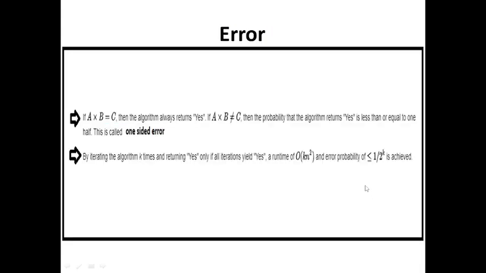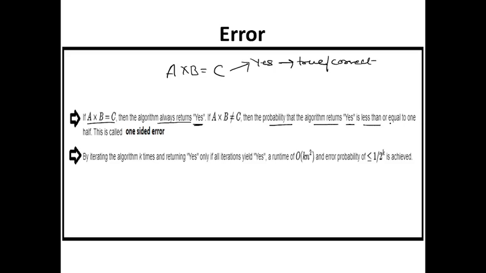But this is not the end. If A cross B equals C, then the algorithm returns yes, which is true. That means if A cross B equals C and it says yes, then the algorithm is always correct. Otherwise, the probability that the algorithm returns yes is less than or equal to 1/2. That is called one-sided error. And by iterating the algorithm k times, returning yes only if all iterations yield yes, you get a runtime of k n square, and the error probability will be less than or equal to 1 by 2 to the power k.